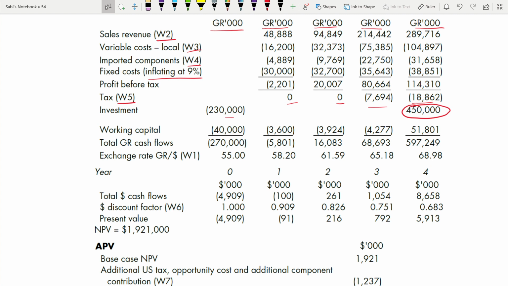For the second year, how are you getting it? You have to add your year 0 and year 1 working capital, because working capital is increasing every year by inflation. That means when you're going for the second year, it will be 40,000 plus 3,600, which is 43,600. On this you find 9%, which will be 3,924. When you come to the third year, this 3,924 also has to be added to your previous working capital, and then find 9% on that. Like that, every year you have to put it.